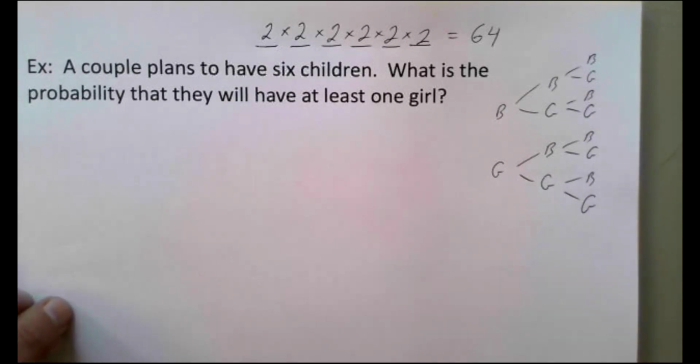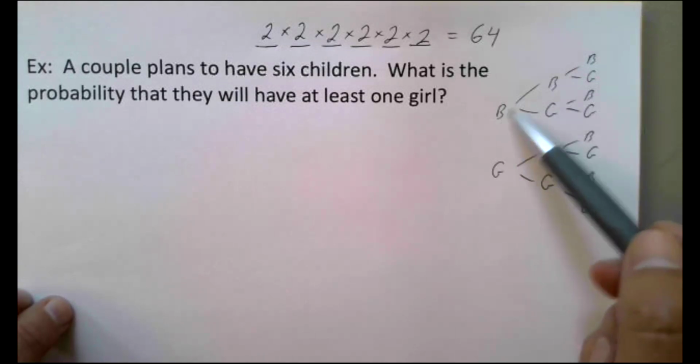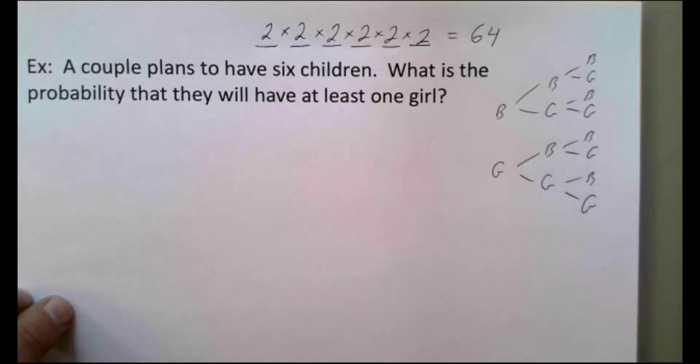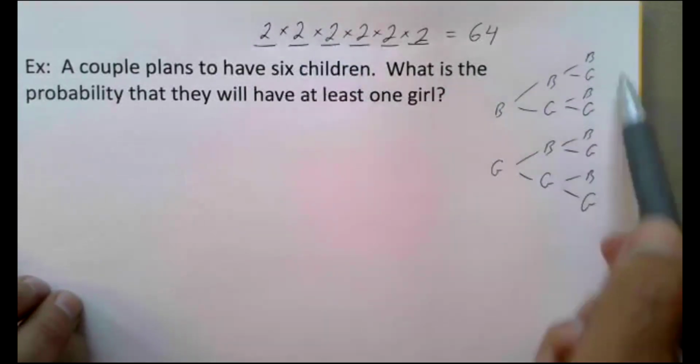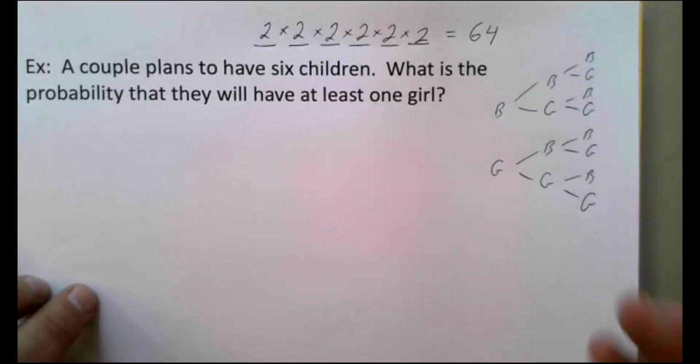I've only gone 3 columns right there. So that means if I were having 3 kids, there would be 8 possible things that could happen, like boy, boy, boy, boy, boy, girl, boy, and so on, right? 2 times 2 times 2 is 8. That's what it would look like. But then it's going to double to 16 and then double to 32 and then double to 64.